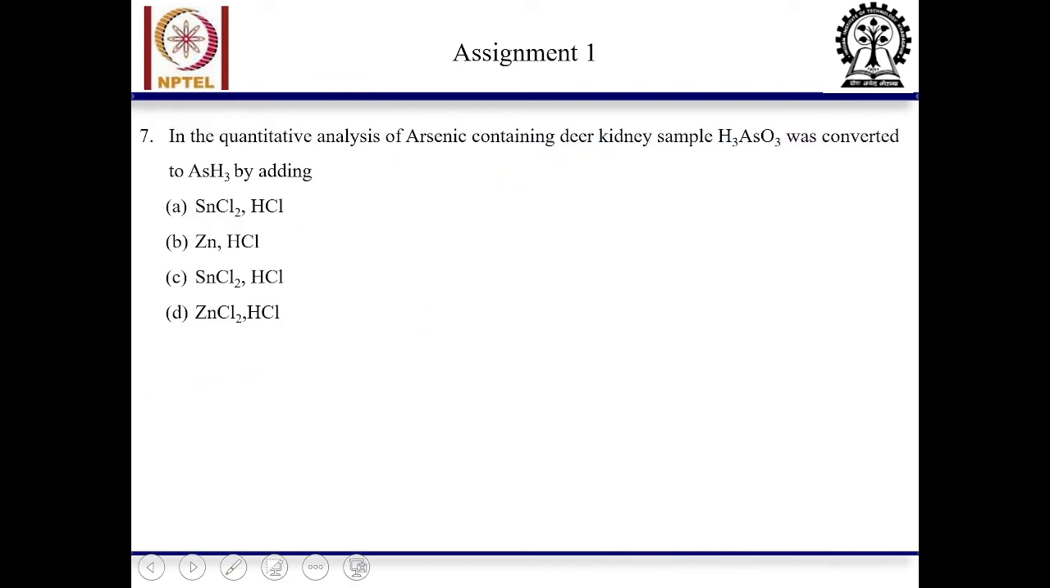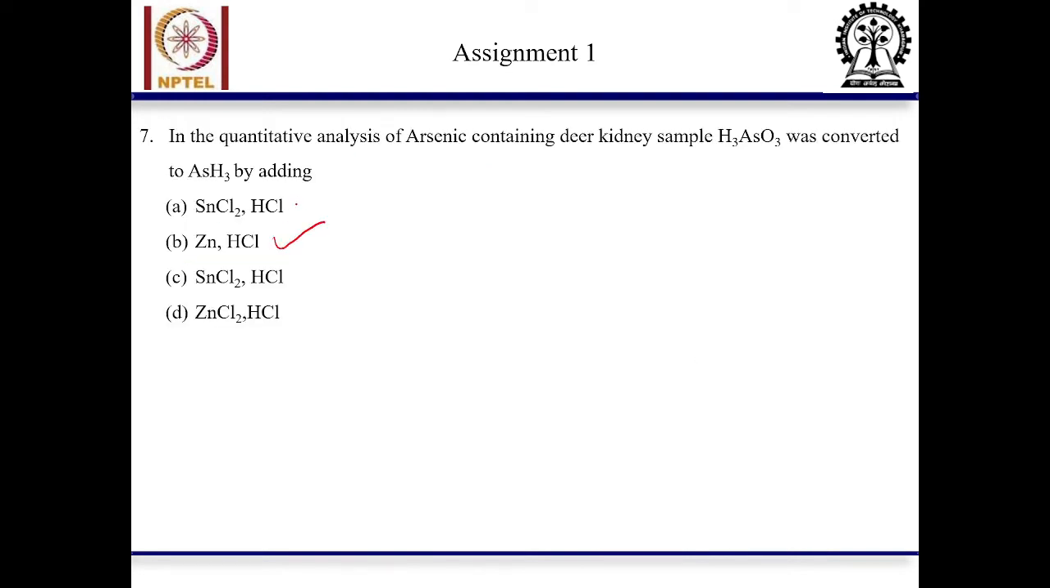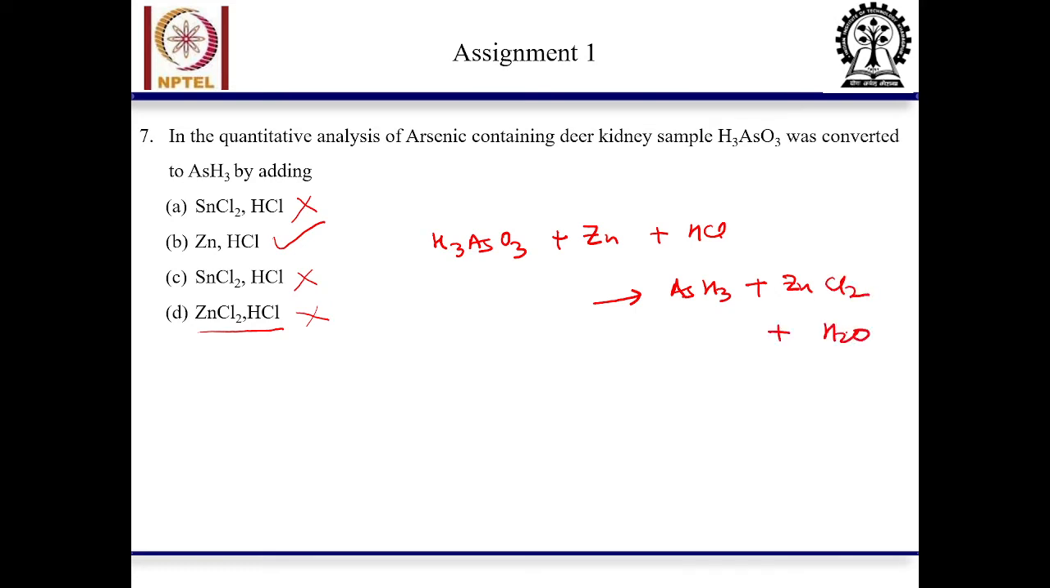The next question: in the qualitative analysis of the arsenic containing deer kidney sample, H3AsO3 was converted to AsH3 by adding what? We know that arsine gas can be produced by adding zinc and HCl. So we have the answer here. SnCl2 and HCl, no. ZnCl2 and HCl, no, because that is the product. So I can write it out once more: H3AsO3 plus zinc plus HCl. It will form AsH3 plus ZnCl2 plus water. Now we want to balance it.